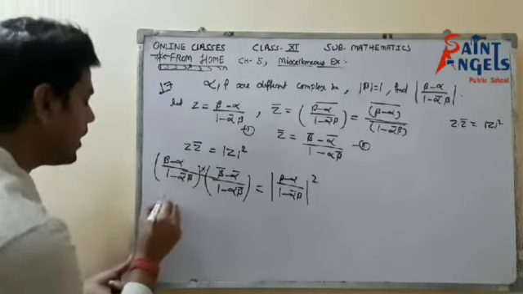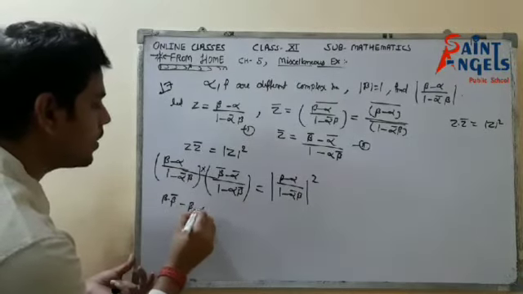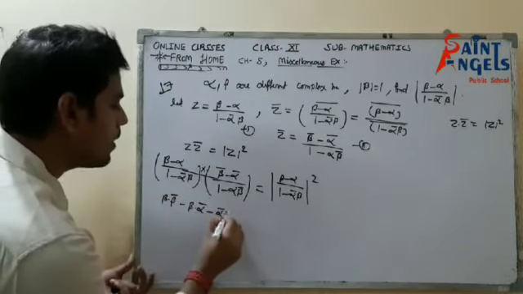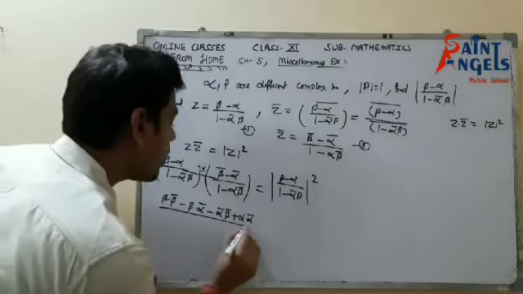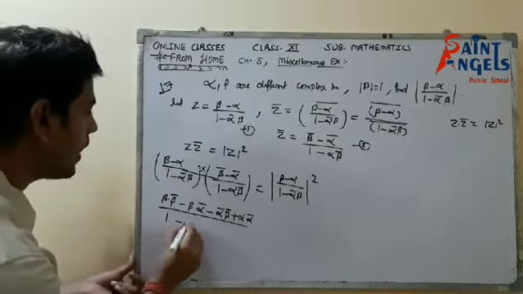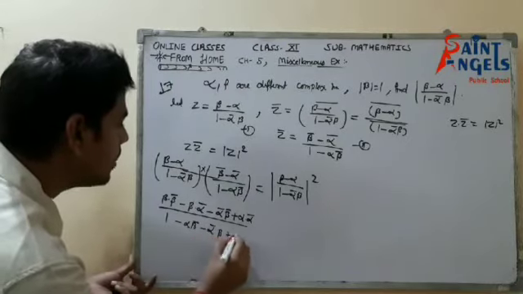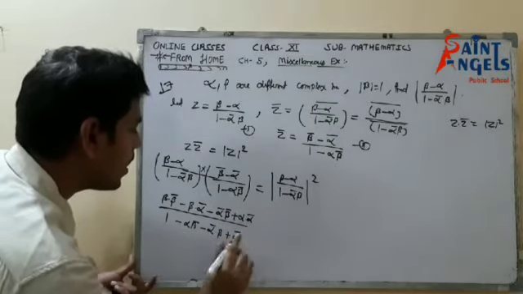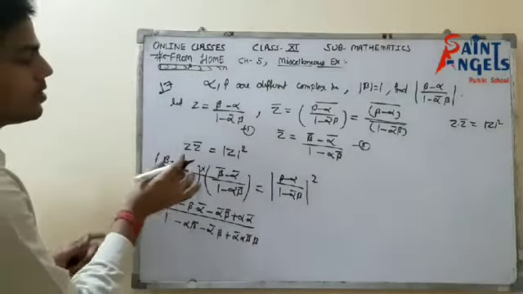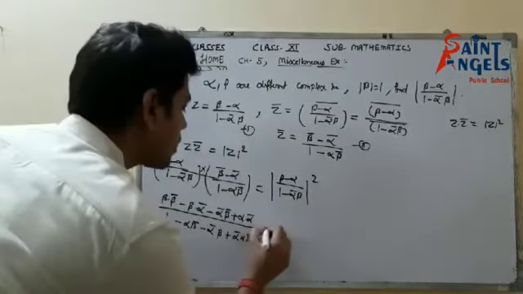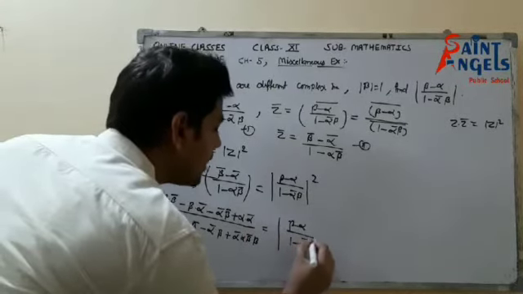So it would be beta dot beta bar minus beta dot alpha bar minus alpha bar beta bar plus alpha dot alpha bar, upon 1 minus alpha beta bar minus alpha bar beta plus alpha bar alpha and beta bar beta. Okay, I just simply multiply these two brackets with respect to each other, and it would be beta minus alpha upon 1 minus alpha bar beta's whole square.